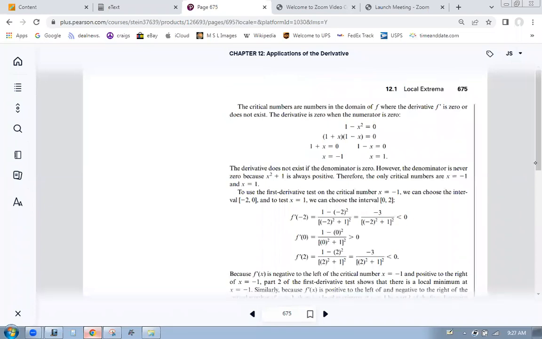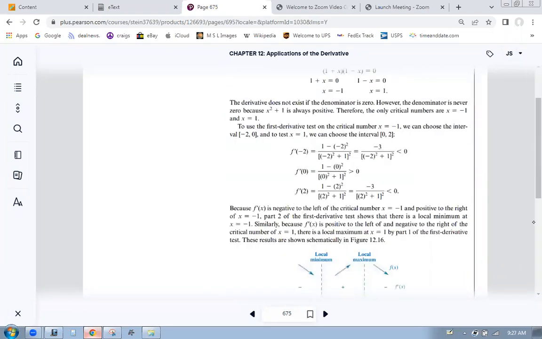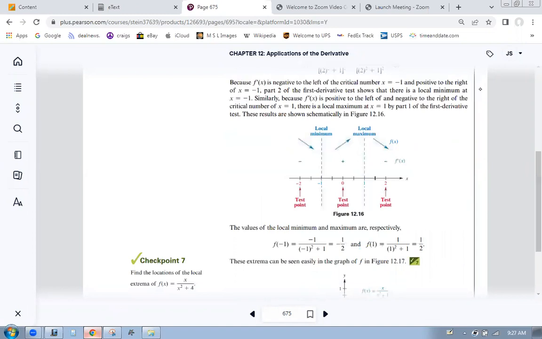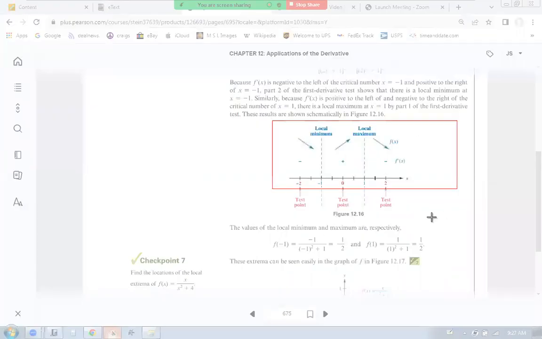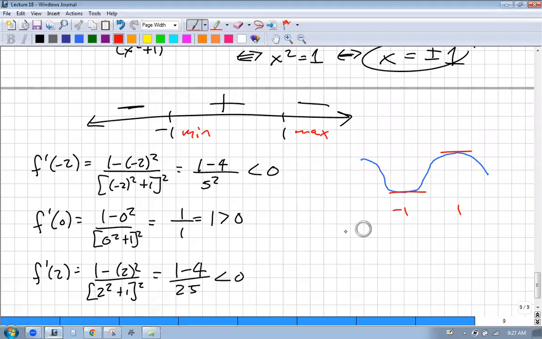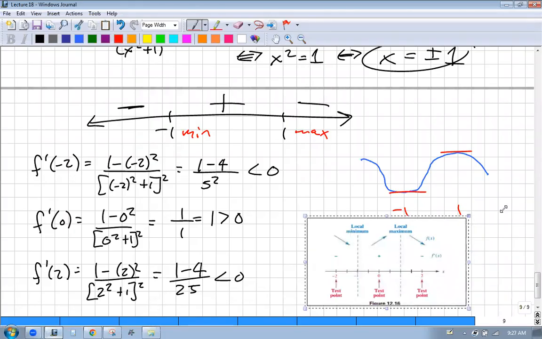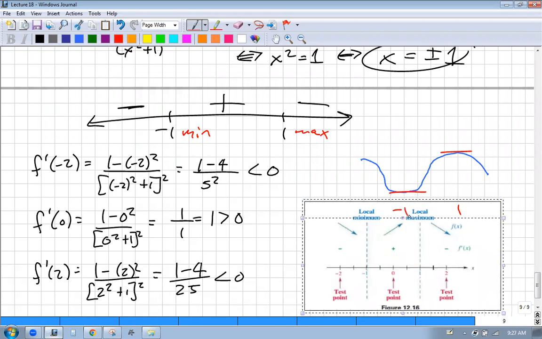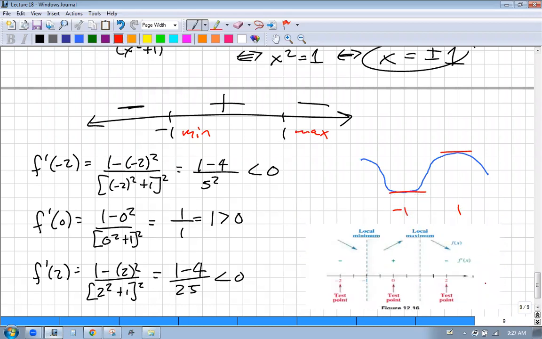Minus 1, plus 1. They check them. Blah blah blah. Here's the picture. I'm gonna put their little diagram in here too. Their little picture's better than mine, right? Minus 1, 1, decreasing, increasing, decreasing.